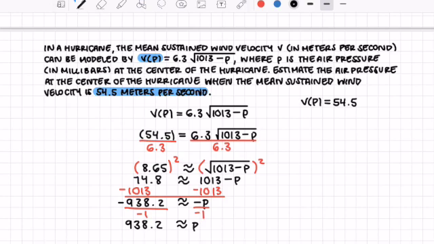So the air pressure is about 938.2 millibars.